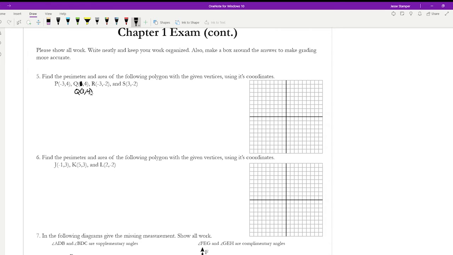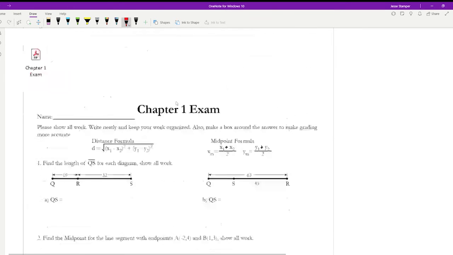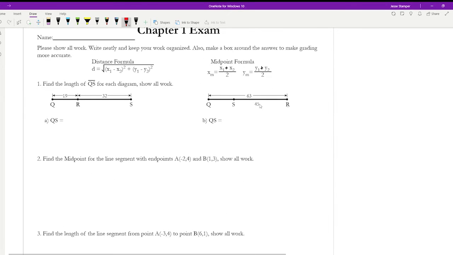Now that typo I did write on the board. All right. So, just so we're clear, there were a few typos. I didn't count you wrong on those, so don't worry about it.